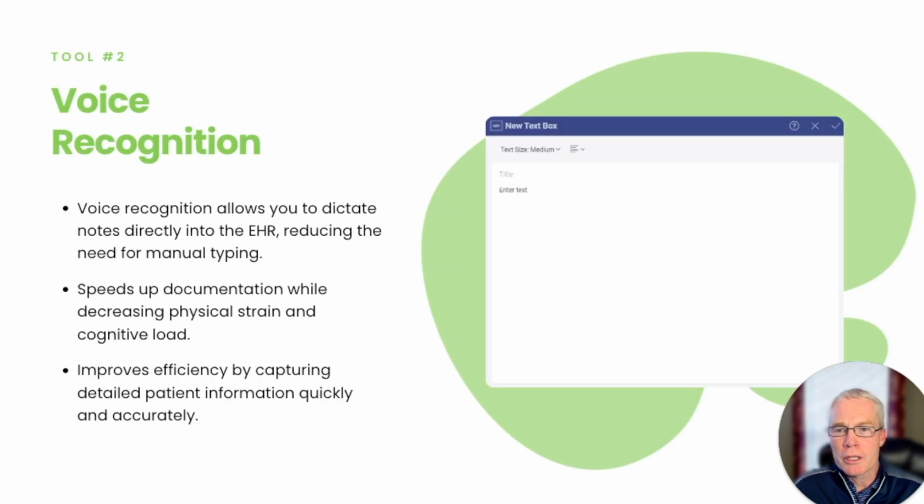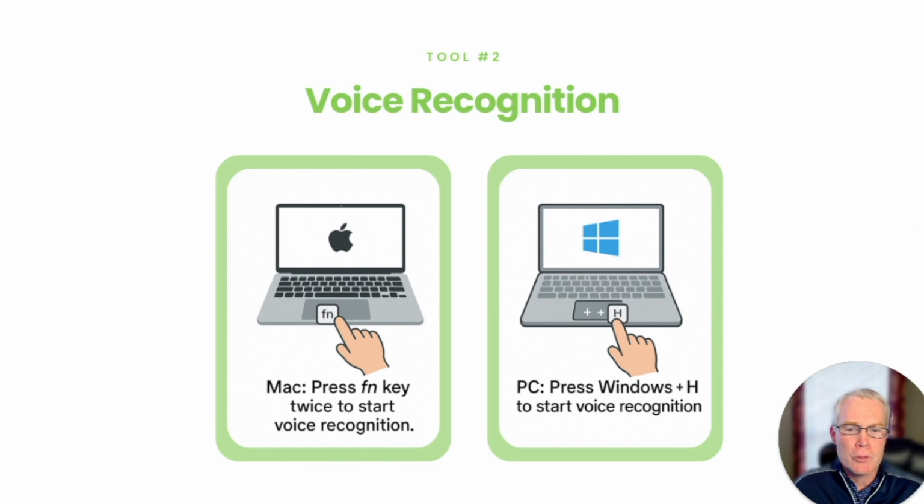Now, the second tool that's also super handy is voice recognition. Unless you can type faster than you can speak, voice recognition might be a good tool. It's built into every platform. You know how to use it on your phone or your iPad. It's also on your PC and your Mac. That's simple. On Mac, press the function key twice. On a PC, press Windows H. Your microphone turns on and you're ready to speak into any box, anywhere that you have a text box.